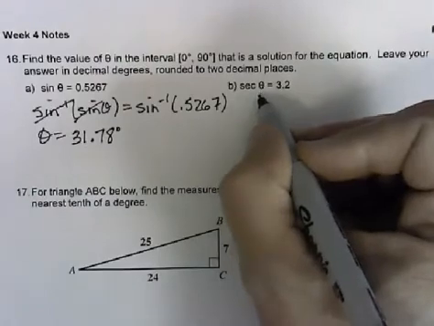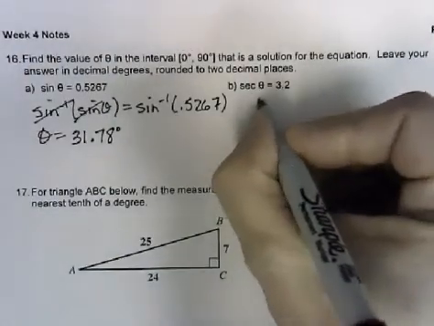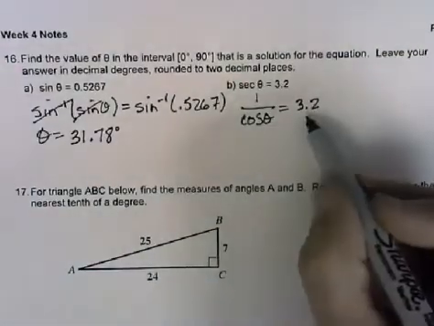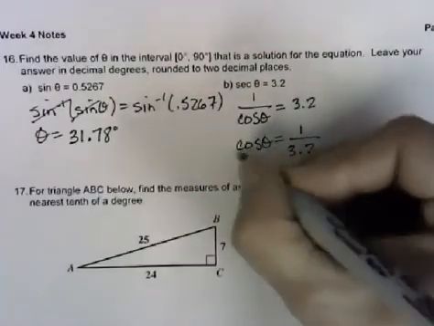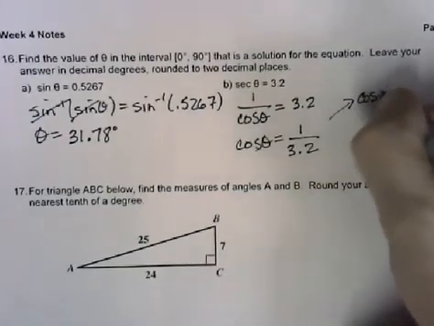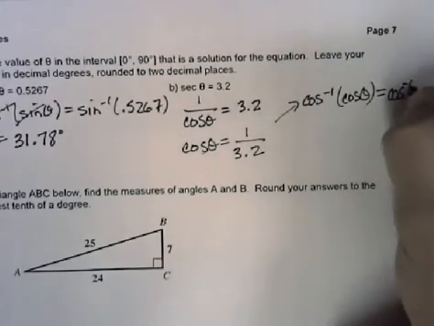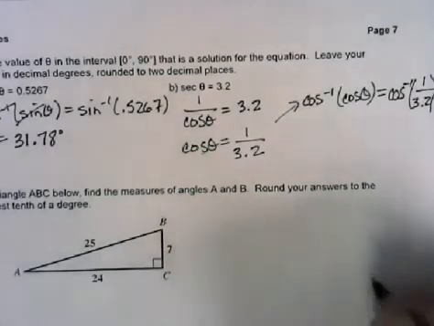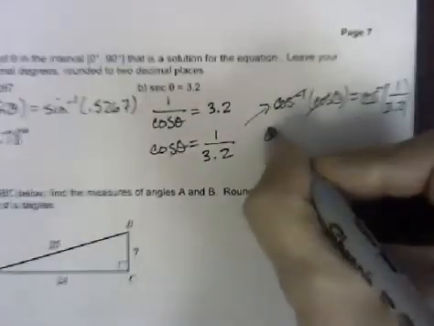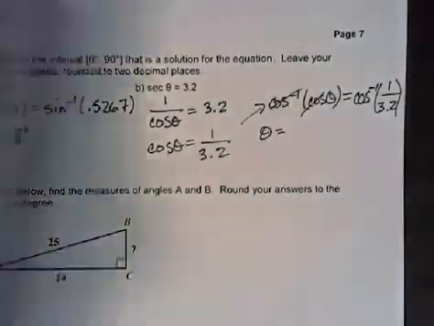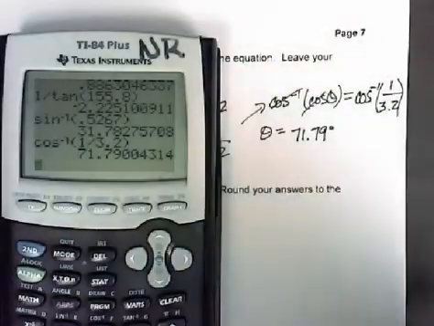For this one, since it's not one of the 3 main trig functions, I need to use the reciprocal identity again. Secant is the same as 1 over cosine. So I could write it like this, or I could say that cosine of theta is 1 over 3.2. Now what I want to do again is use my inverse cosine function on both sides, so that it will cancel out the cosine. Over here, I'm doing the inverse cosine of the 1 over 3.2. On this side, it cancels out. This is exactly what I'm going to put into my calculator. And that gives me 71.79 degrees for theta.